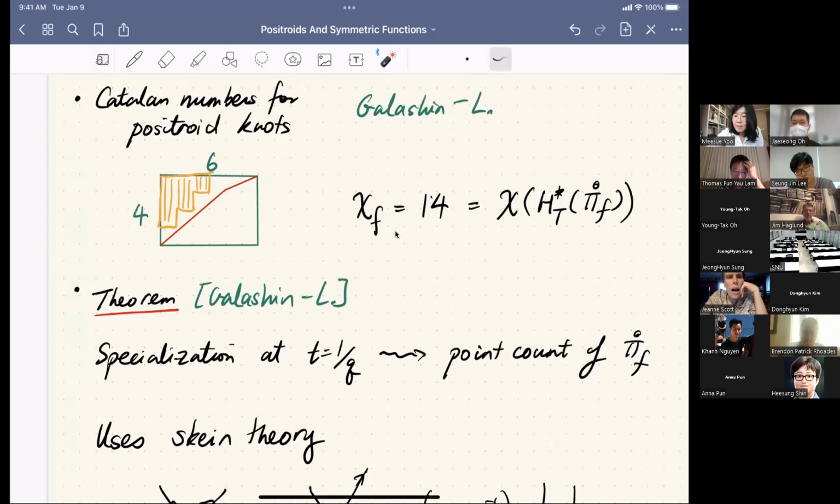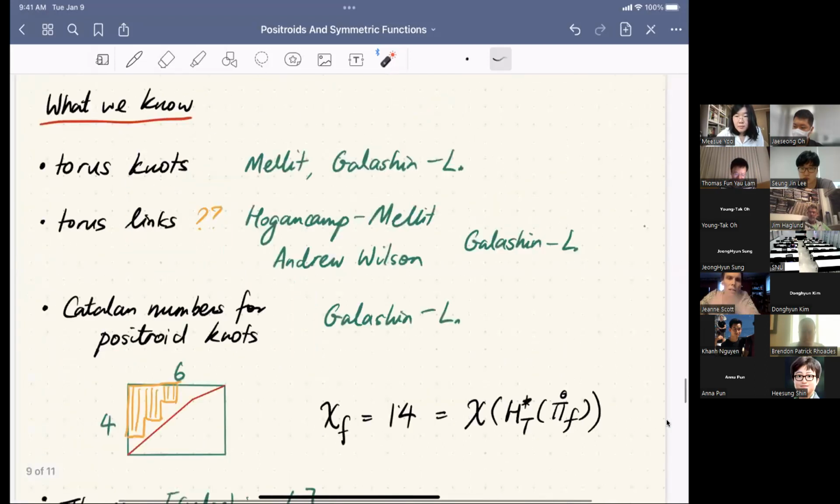Thank you. Hi, Thomas. Yes. Is there an action of the mapping class group on the skein algebra? And if there is, does it behave nicely with these positroid knots that you? Yes, there is a mapping class group action on these. I don't think it behaves nicely with the things that I'm talking about.